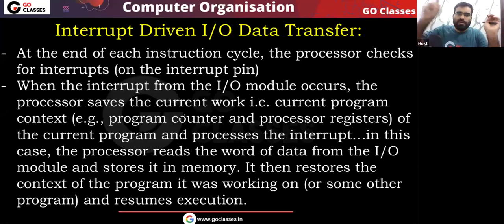And then CPU will go to the interrupt service. CPU will service the interrupt, means CPU will do the data transfer. After servicing the interrupt, after completing the data transfer from IO device to main memory, now what will the CPU do? CPU will resume the execution of the previous program. So very simple. These are the steps.